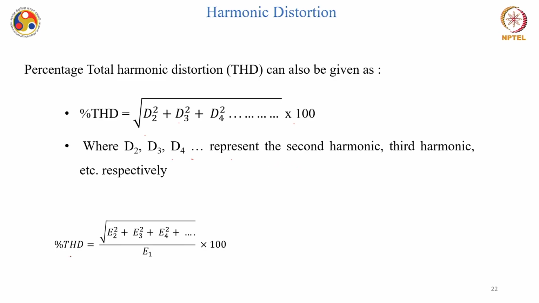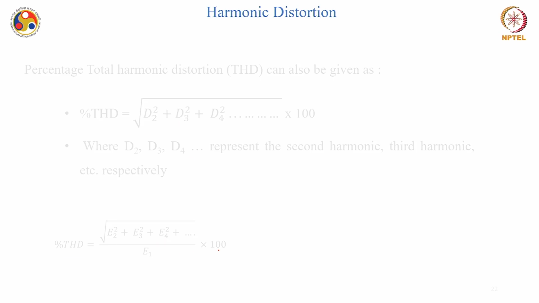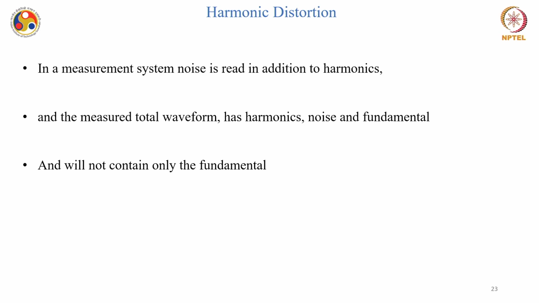Okay, and percentage THD in terms of the amplitude values can be written as the square root of E2 squared plus E3 squared plus E4 squared and so on, divided by E1, into 100. Okay. So, in a measurement system, noise is read in addition to the harmonics.